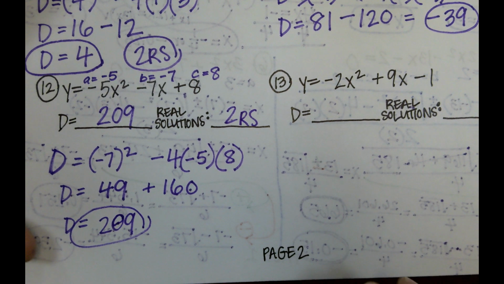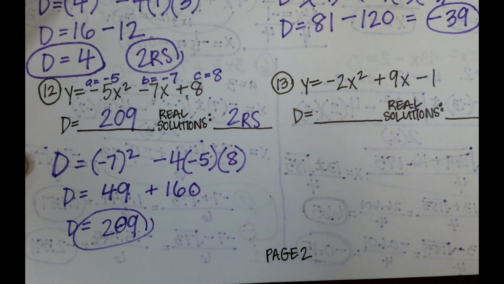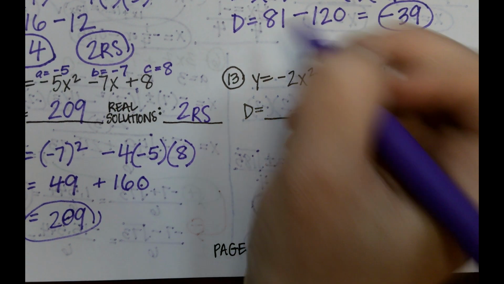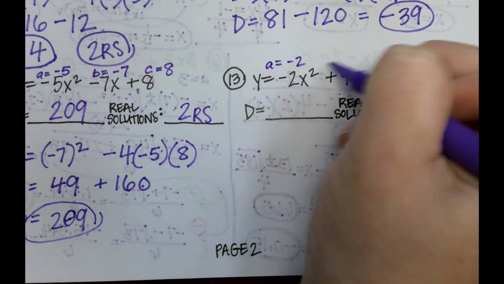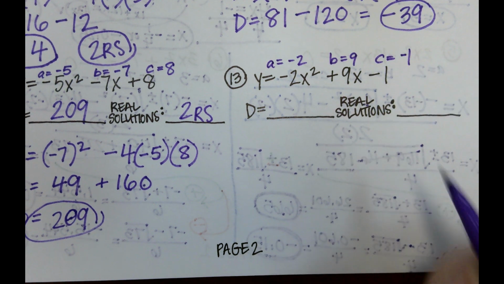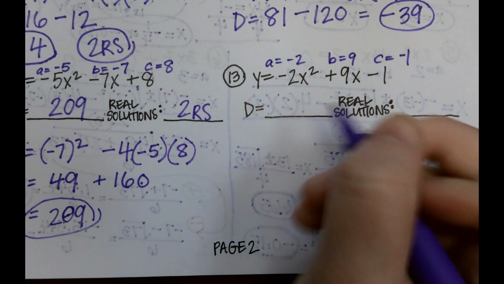Wonderful. Any questions about number 12? We ready for 13 or do we need a minute? Okay, take your time. Okay, let's look at 13 now. You guys tell me what to do. Identify A, B, C. A is negative 2, B is 9, C is negative 1. Perfect.